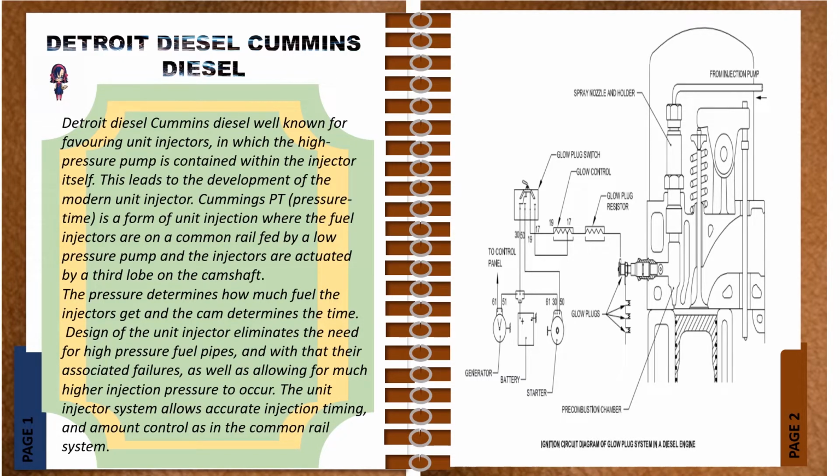The design of the unit injector eliminates the need for high pressure fuel pipes and with that their associated failures, as well as allowing for much higher injection pressure. The unit injector system allows accurate injection timing and amount control as in the common rail system.